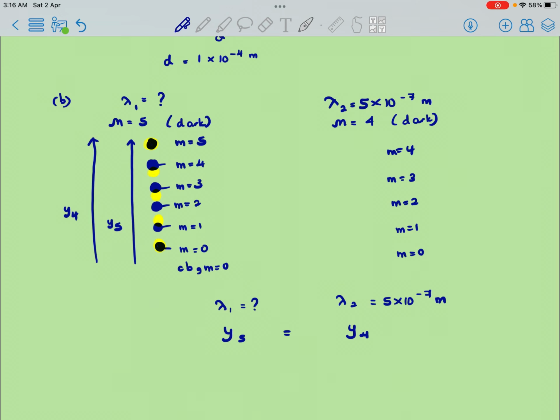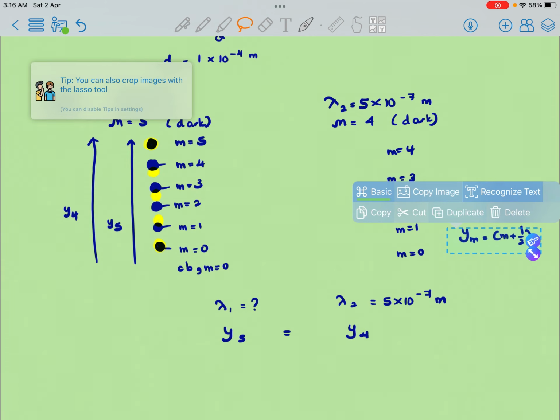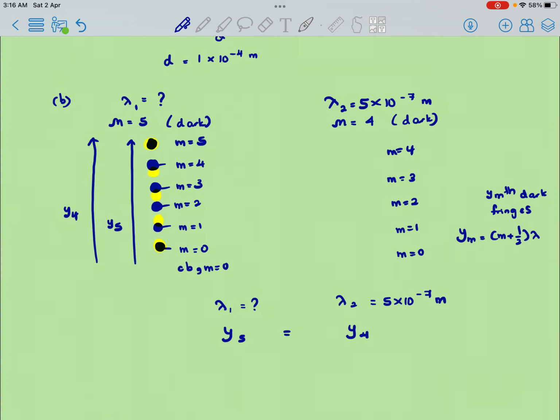And I know that the formula for the double slit, for dark fringes, is Ym equals m plus 1 over 2, lambda D over d. So I can use 5 plus 1 over 2, with the lambda we don't know, D over d, is equals to 4 plus 1 over 2, with the lambda we know, and then D over d.